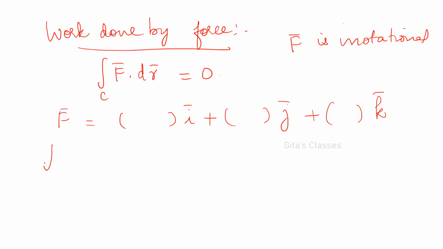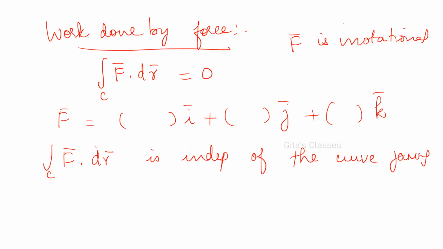And prove that the integral over C of F dot dr, work done by force, is independent of the curve joining two points. That means if F bar is irrotational, then it is independent of the path. In this case, F is said to be conservative. The function F is said to be conservative.